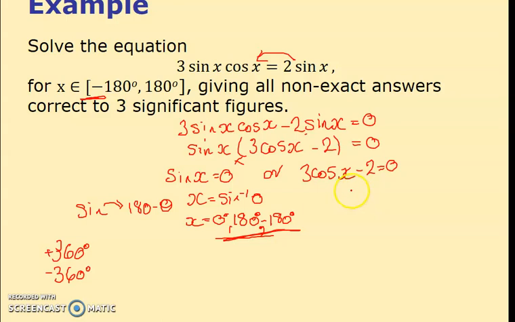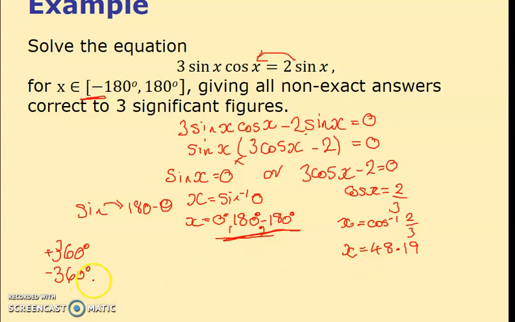Okay, over to this one. The 2 moves over. I get cos x equal to the 2, moving the 3 over in one bash, and it's equal to 2/3. So I have to do x equals the inverse cos of 2/3. Let's do it now. Inverse cos of 2/3. I get 48.1. 3 significant figures, I'll give an extra dp, 48.19.